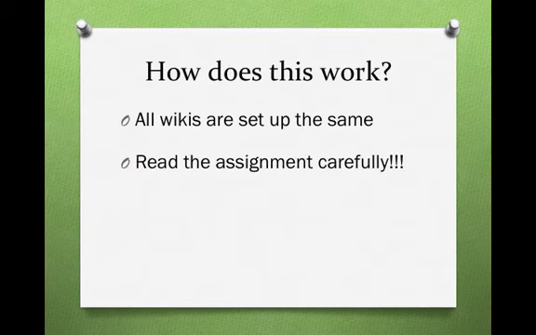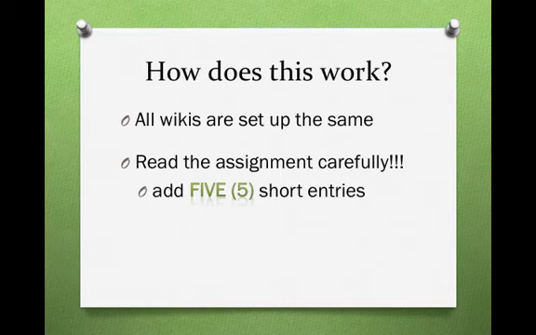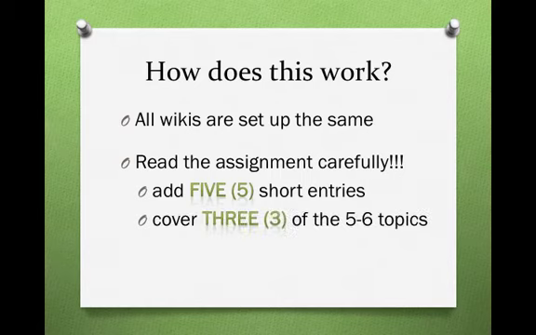You want to read the assignment and e-courses very carefully because each wiki requires slightly different content. Again, however, the basic rules are the same. You are adding 5 short entries, and you have to cover 3 of the 5 to 6 topics available. The choice is yours. You can write 5 entries on 5 different topics.